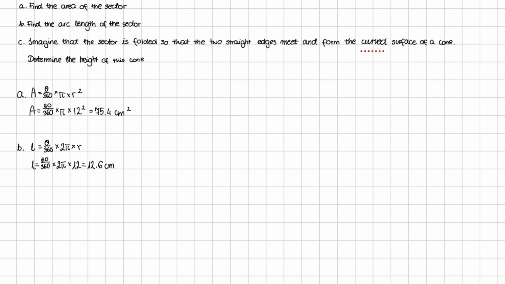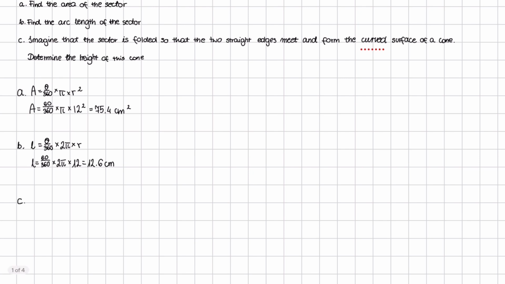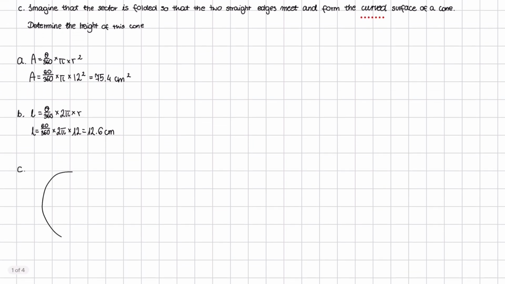C, imagine that the sector is folded so that the two straight edges meet and form the curved surface of a cone. Determine the height of this cone. So firstly, maybe let's imagine this situation. So firstly, we had a circle, and circle has an arc. So let's graph it like this. Here we have radius, so 12 centimeters, and here we have 60 degrees, so our angle.